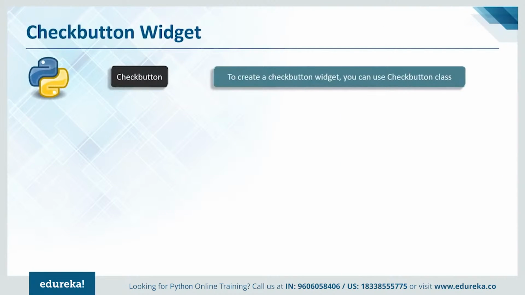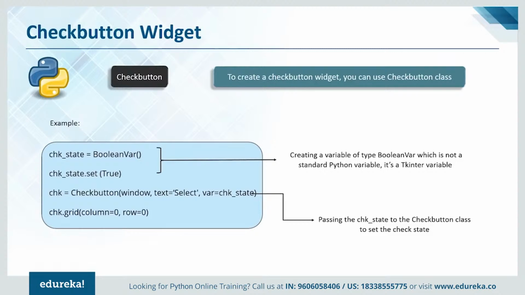Next, this is a classy one, guys. This is the check button. It is widely used in almost all of the sites, right? We use the Checkbutton class to create the widget. We start by creating a variable of the type BooleanVar. But this is not a Python standard variable, correct? Nothing to worry, guys. This is actually a Tkinter variable.